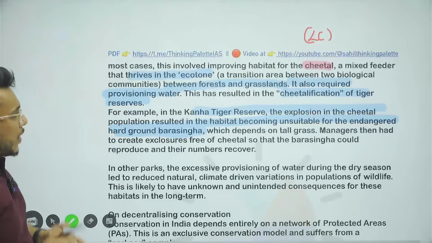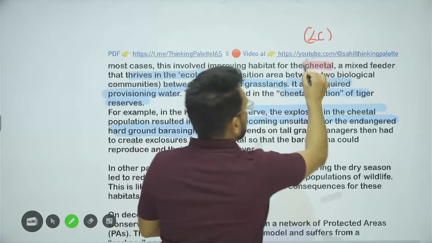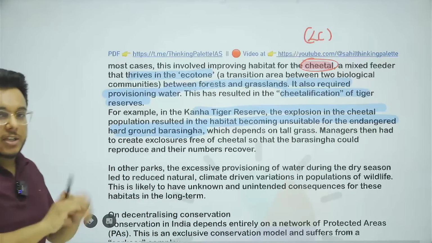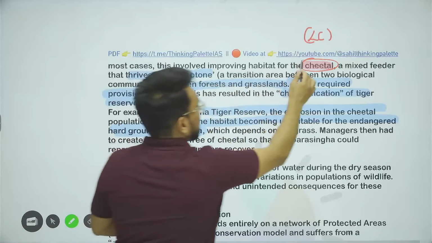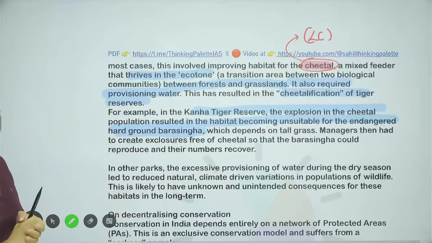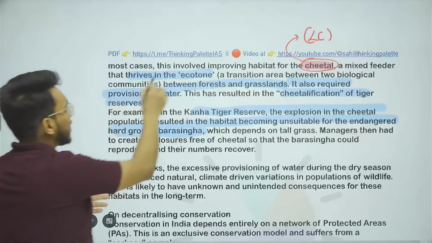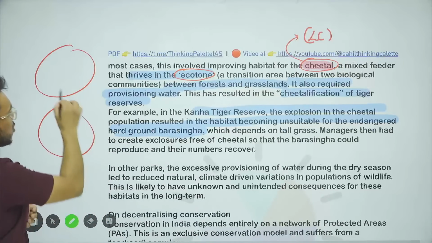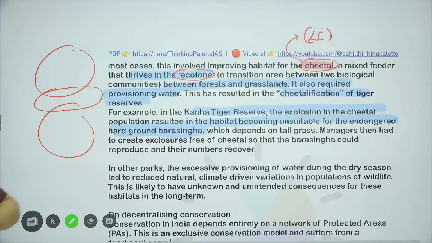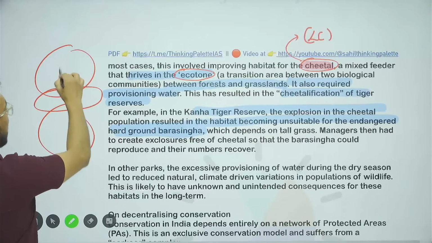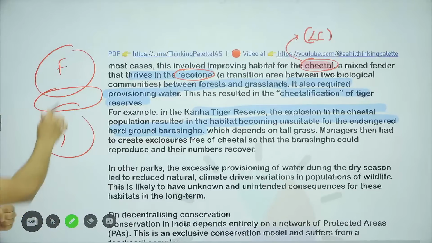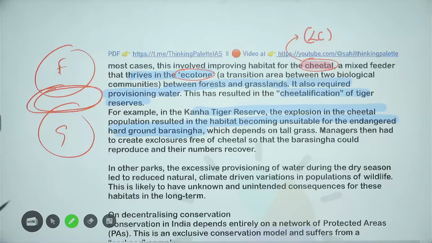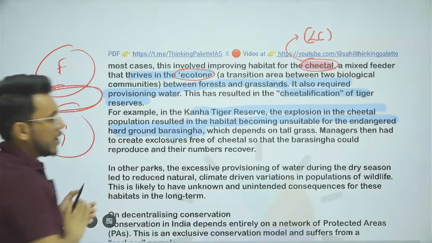Cheetal is a very important prey base on which the tigers thrive. By the way, the status of the spotted deer or cheetal is Least Concern on the IUCN Red List. Cheetal thrives in an ecotone. What is an ecotone? An ecotone is a transition zone between two different ecosystems. For example, on one hand we have forest, on the other hand we have grassland. When you go from forest to grassland, the transition zone in between is called an ecotone. In such ecotones, the cheetal population thrives.